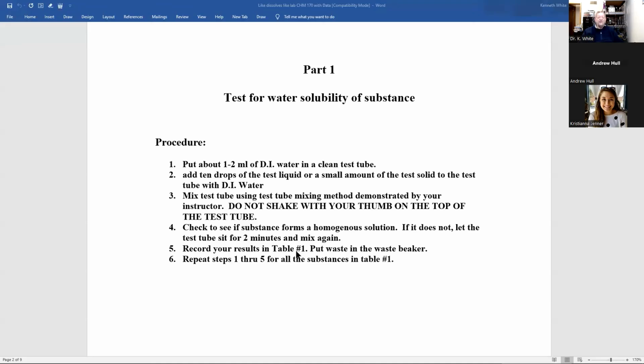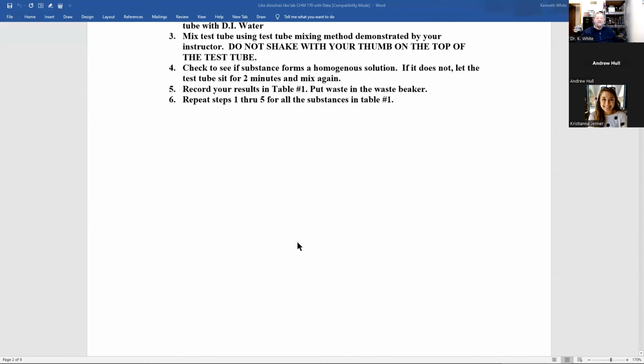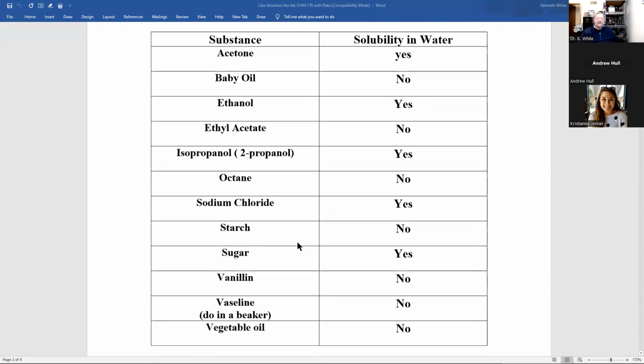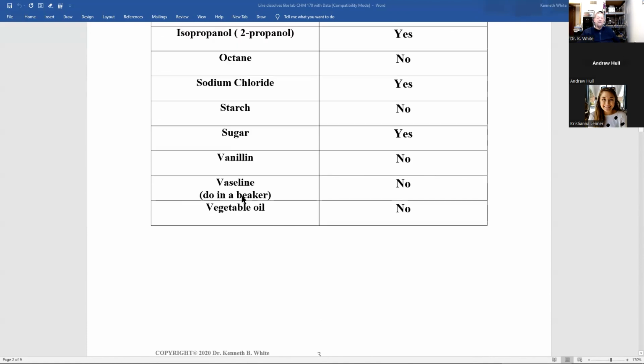And what you would do is then let it sit for a minute or two, pick it up, and is it the same throughout, or do you see two layers? If it's the same throughout, it's soluble in water. If you see two layers, it's insoluble, and you record it in table 1. And table 1 has all these substances, and I have people do Vaseline in a beaker because it's almost impossible to clean out of a test tube.